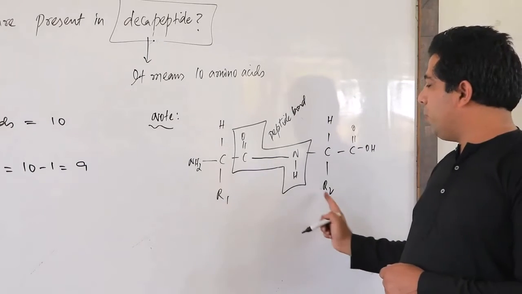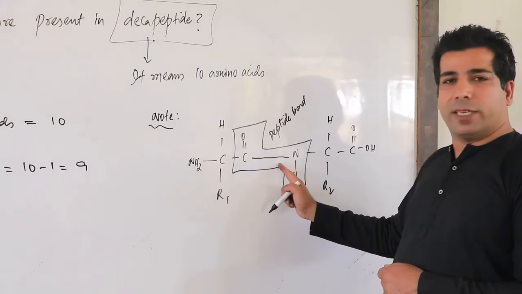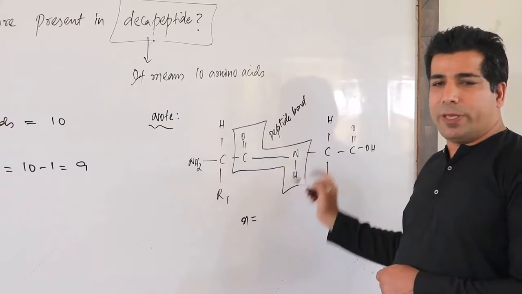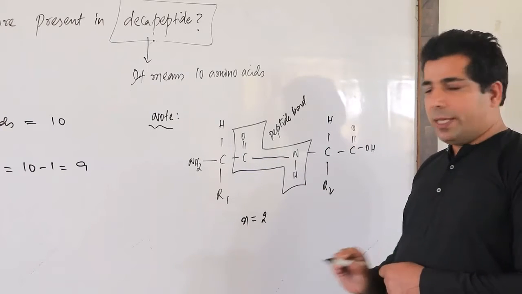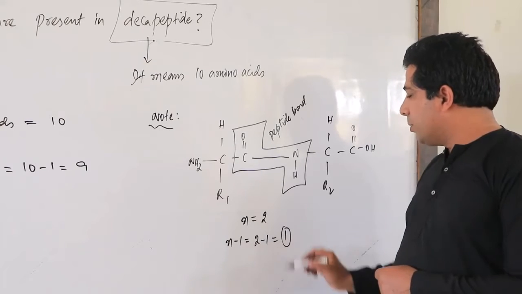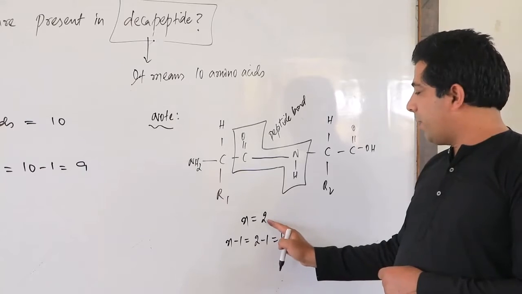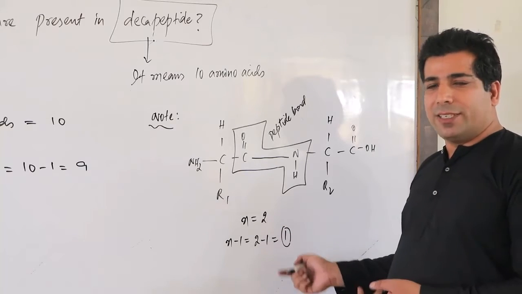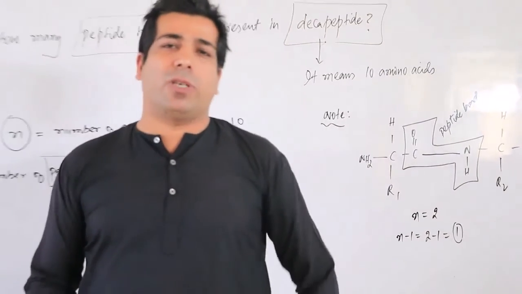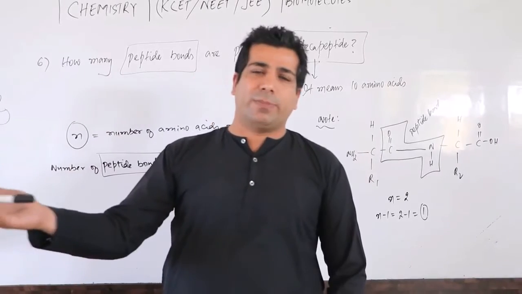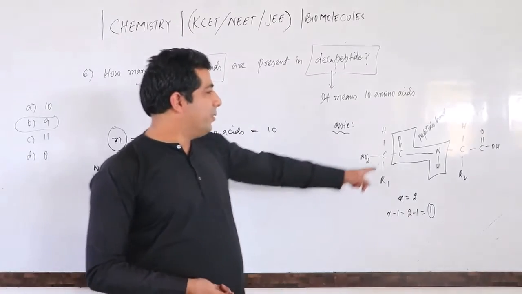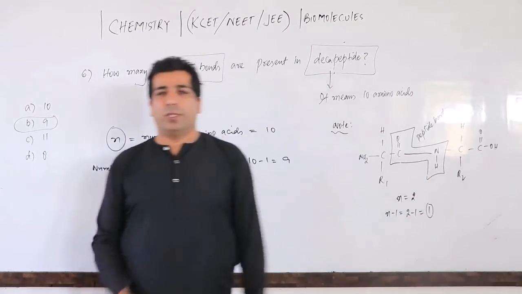Now between 2 amino acids, how many peptide bonds are there? 1. So what is the N value here? Here the number of amino acids is 2, so N is 2. Then the number of peptide bonds is N minus 1, that is 2 minus 1, which is 1. So peptide bonds are 1 and amino acids are 2. I hope you have understood. If you have 10 amino acids, peptide bonds will be 9 only. 1000 amino acids, peptide bonds will be 999. Please remember that. And remember that the CONH bond is nothing but a peptide bond.